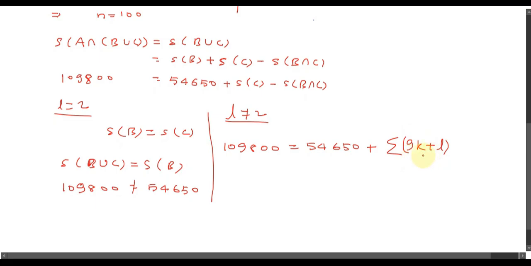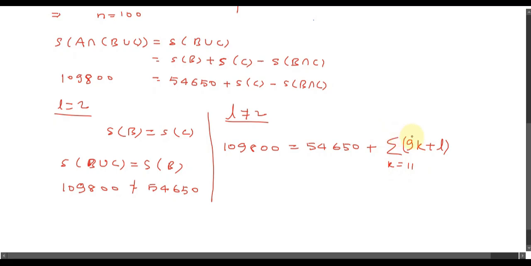And what can be the least value of k? See, the elements of this set C must be 3-digit numbers. So the least value of k will be 11. When k is 11, this multiplication is 99 and L is varying from 3 to 8. Okay, so on adding the minimum value of L, 3, we will get a 3-digit number.